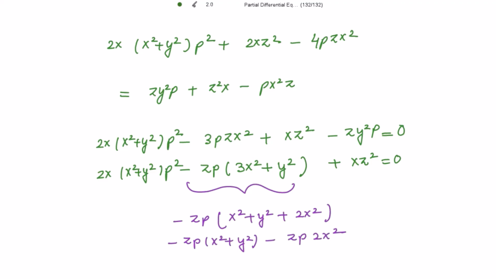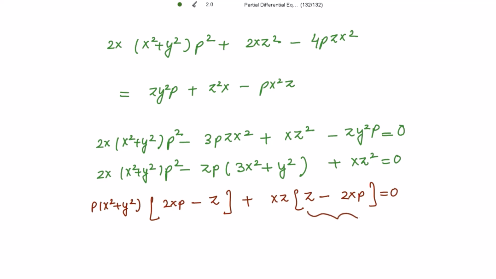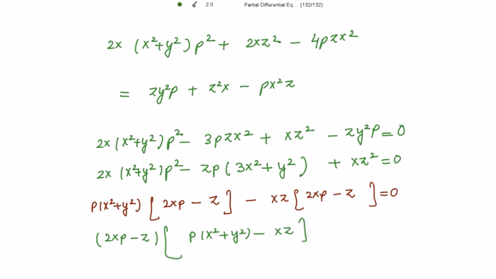Right? Okay, now we need to take (x square plus y square) p common from these two terms, and let's take xz common from these two terms. Taking minus common from this so that I can get the same term, and now taking (2xp minus z) outside of these two terms, and inside it is p into (x square plus y square) minus xz equals to 0.